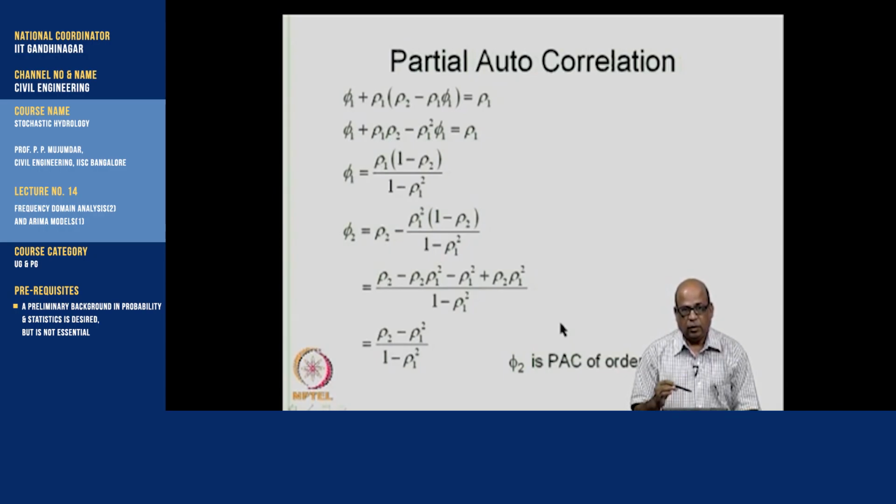I repeat again, when you solve the second order Yule-Walker equation, which we are doing now, so you are solving the second order Yule-Walker equation to get phi 1 and phi 2. The phi 2 that you get is the partial autocorrelation of order 2.